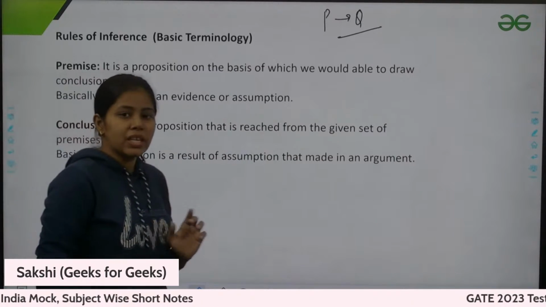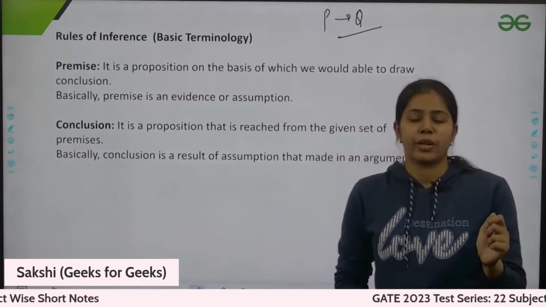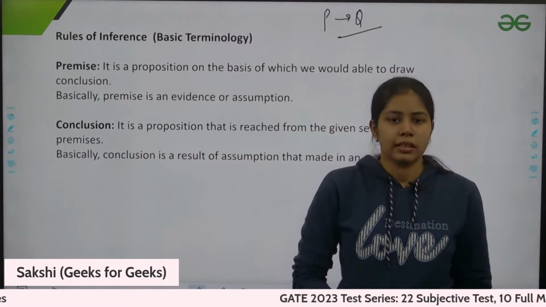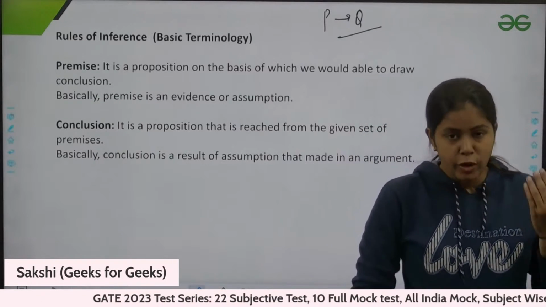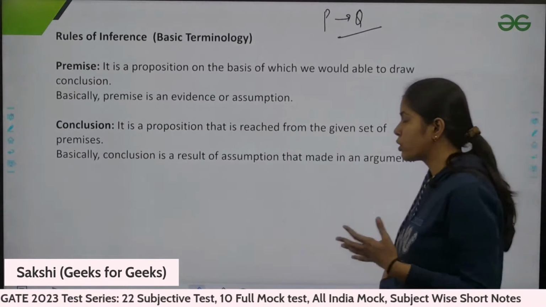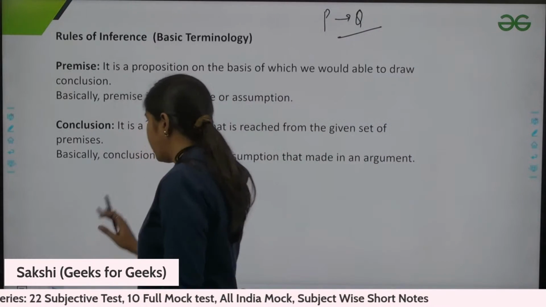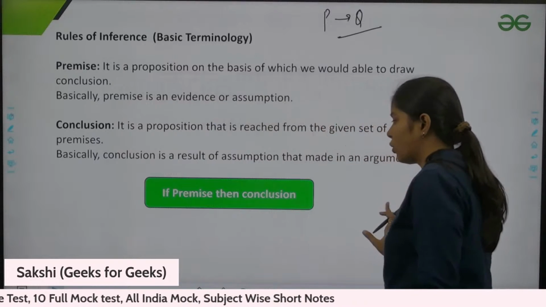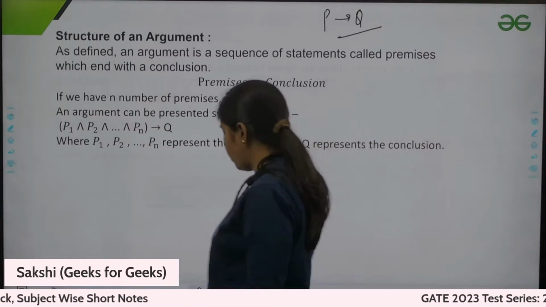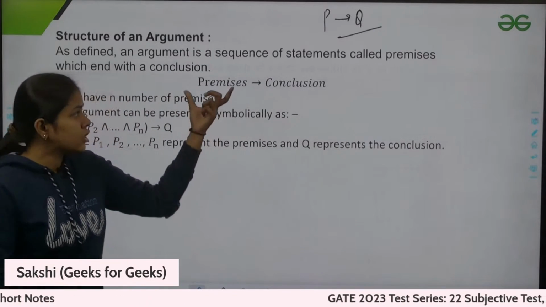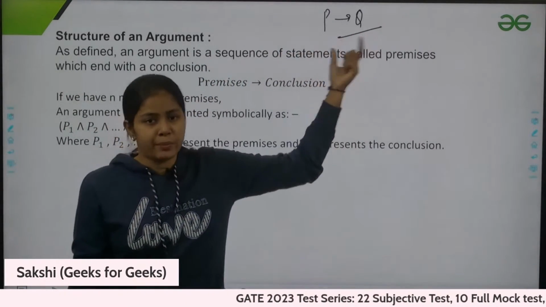Now in implication we have only one premise and one conclusion. Here we have many premises, right? Now from a number of premises I have to conclude something. So yeah, this is our premise and conclusion. If premise then conclusion. Now as I told you, premise implication conclusion is what? P implication Q.